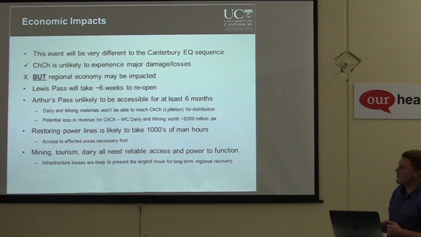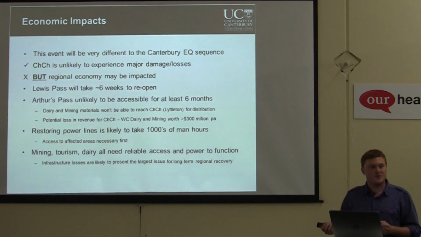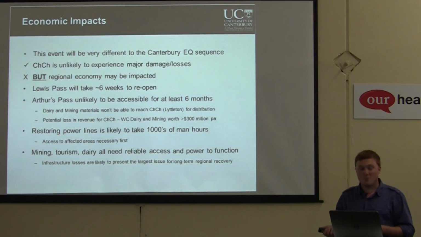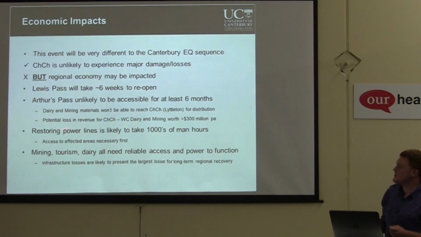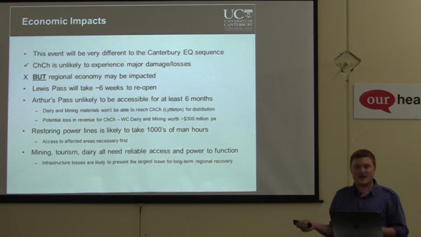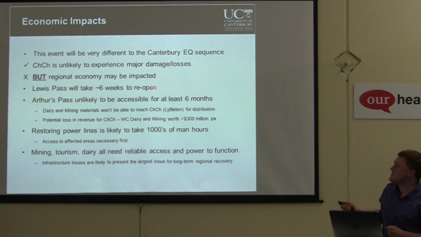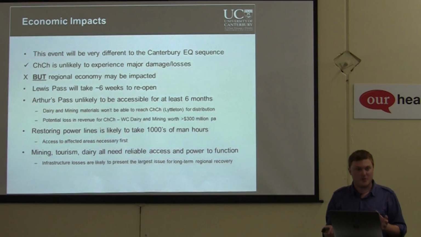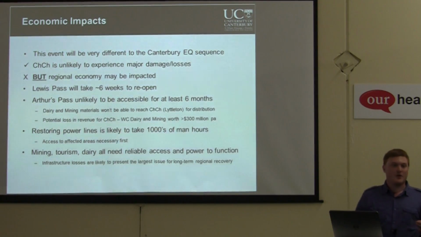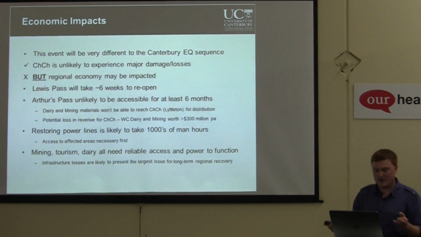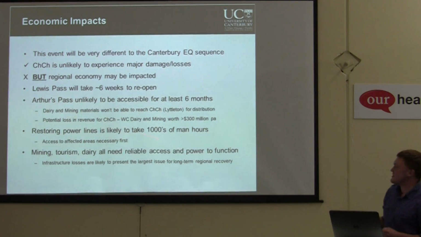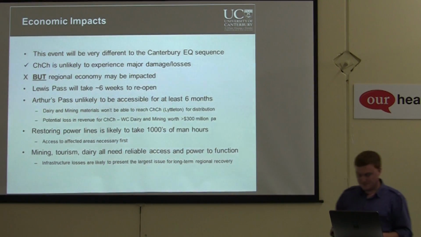Restoring our power lines. If we lose several steel towers up through Arthur's Pass, we're talking about weeks possibly to repair. And once we start to look at some of the poles that we might lose over the coast, we're talking thousands of man hours. And this is once we've gained access. If we go back at that, Lewis Pass is going to take up to 6 weeks. So restoring these lifelines is going to be the major impetus post-earthquake. And so if we're thinking pre-earthquake, it's these things that we need to be focusing on, particularly from a Christchurch point of view. We're focusing on these key industries, which all need reliable access and power to function.